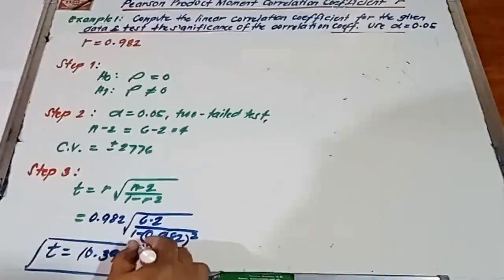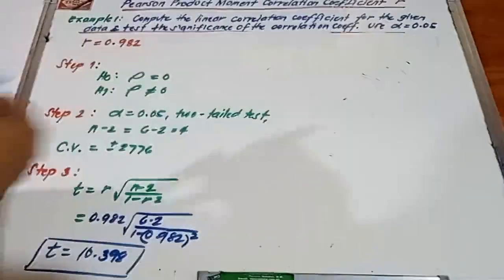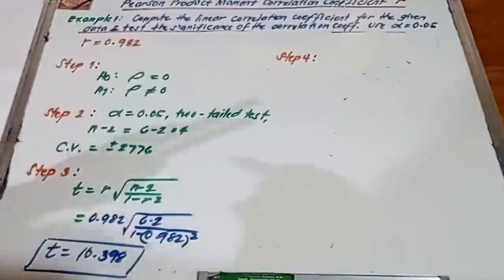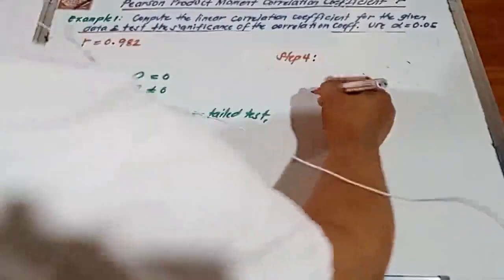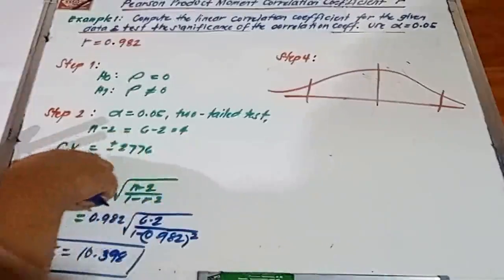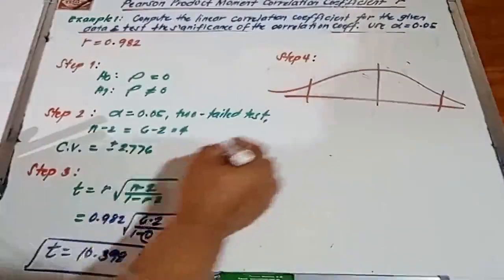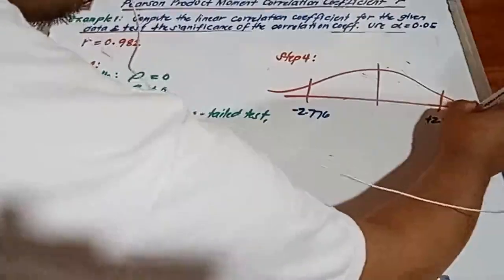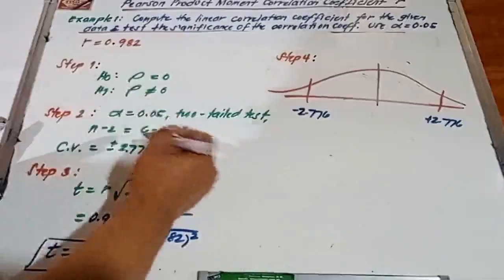Now, for step number 4, we're going to make a decision. Anong decision natin? So, draw tayo ng normal curve or t-curve with degrees of freedom of n minus 2. Ganito siya. Okay, ito yung rejection region natin. Ang rejection region ay nasa negative 2.776 and positive 2.776.